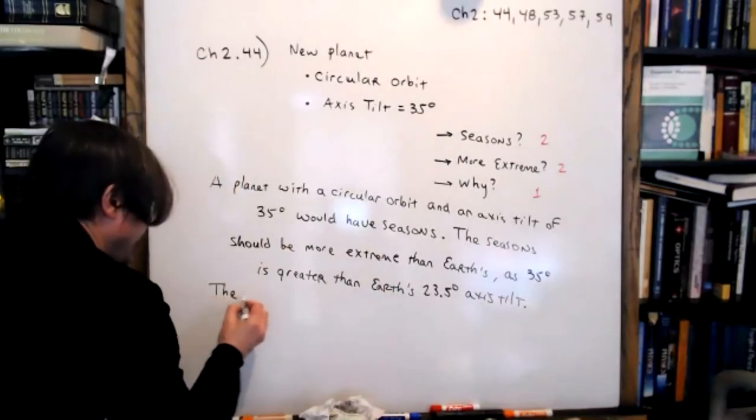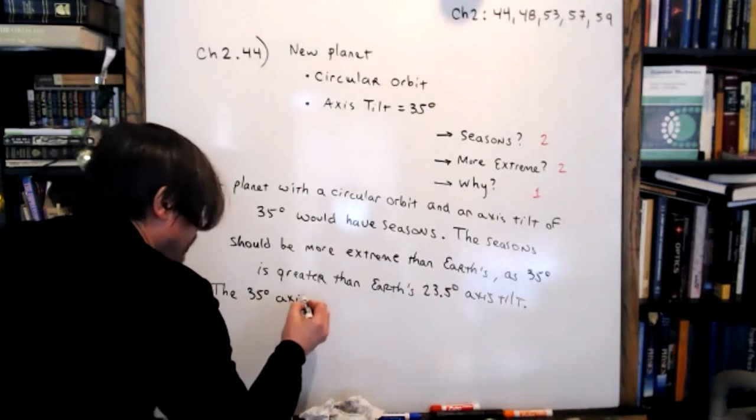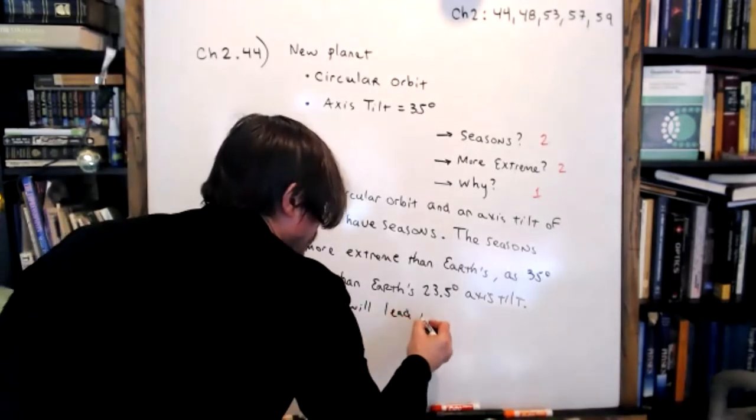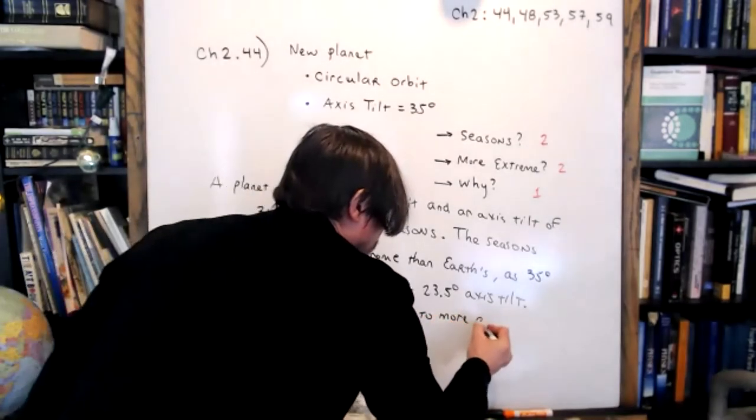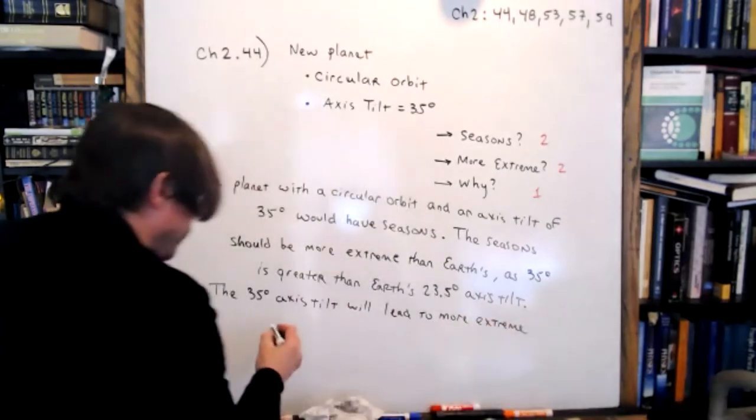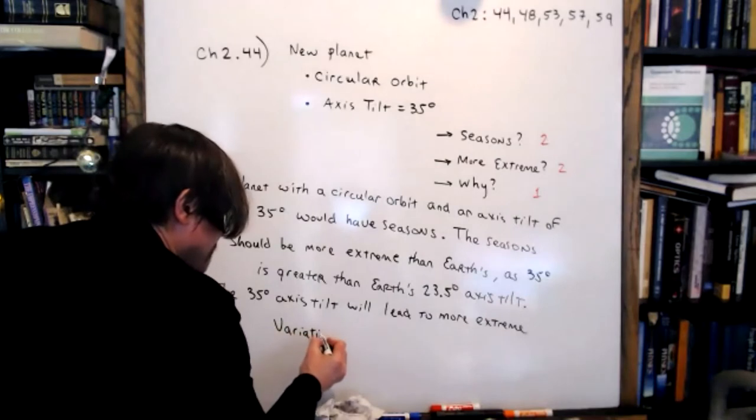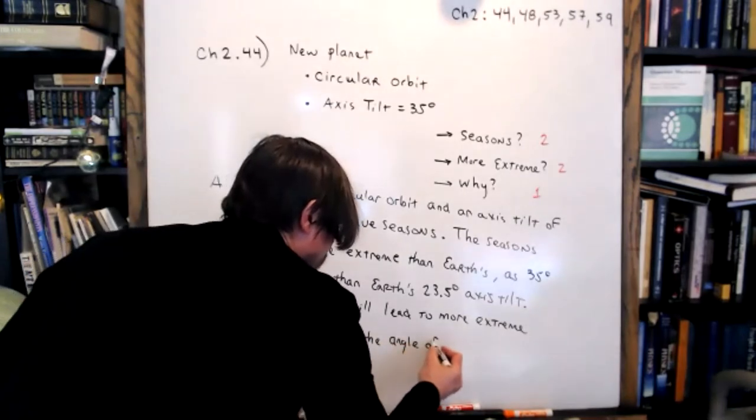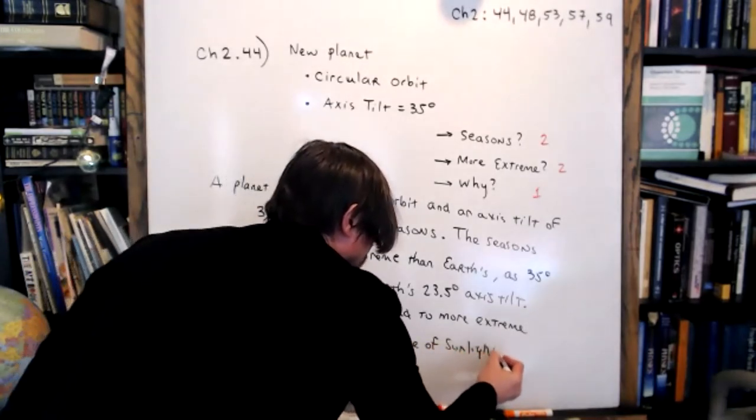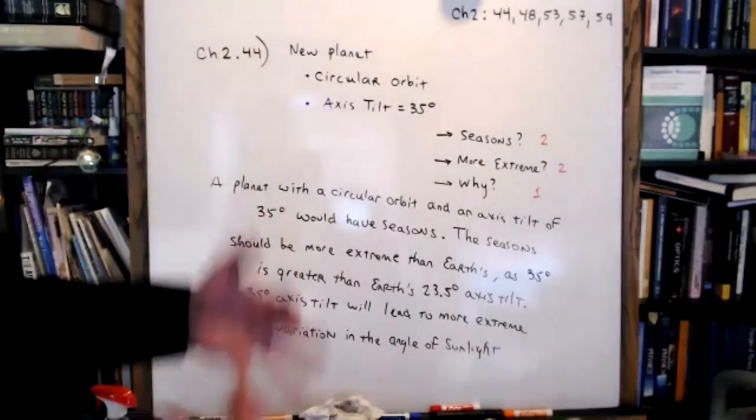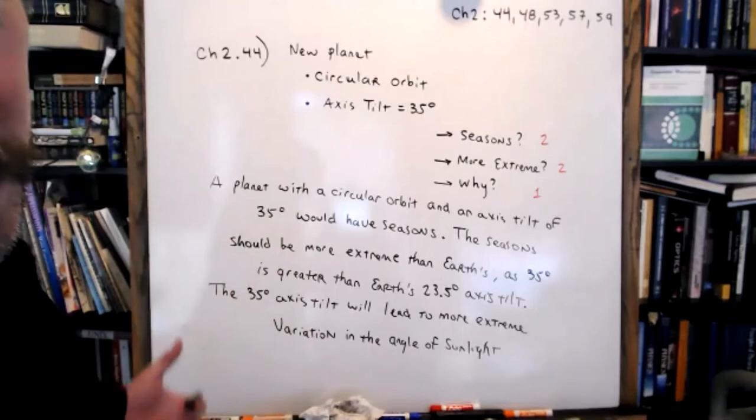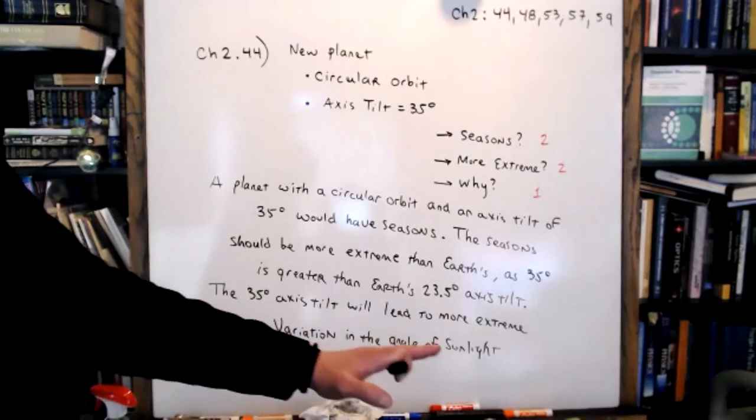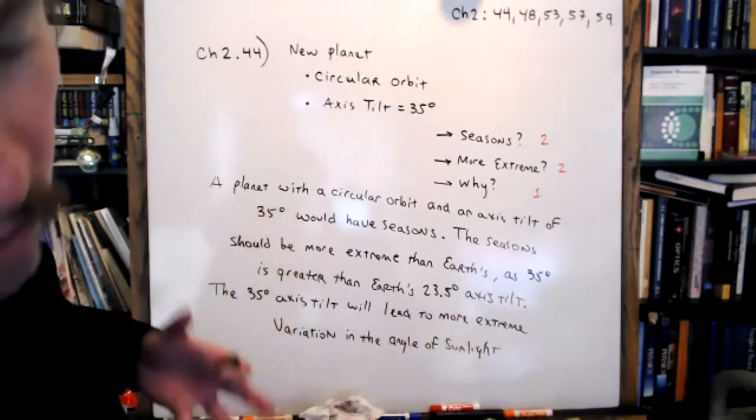So we'll say the 35 degree axis tilt will lead to more extreme variation in the angle of sunlight. Now, we don't necessarily know that this planet has an orbital period of 1 year. It could have any old orbital period. So what we'll say is the 35 degree axis tilt will lead to more extreme variation in the angle of sunlight over the course of one orbit.